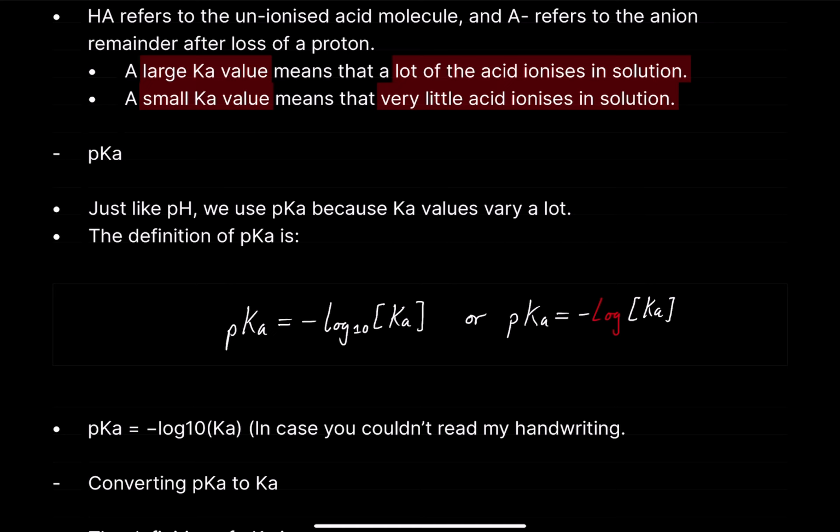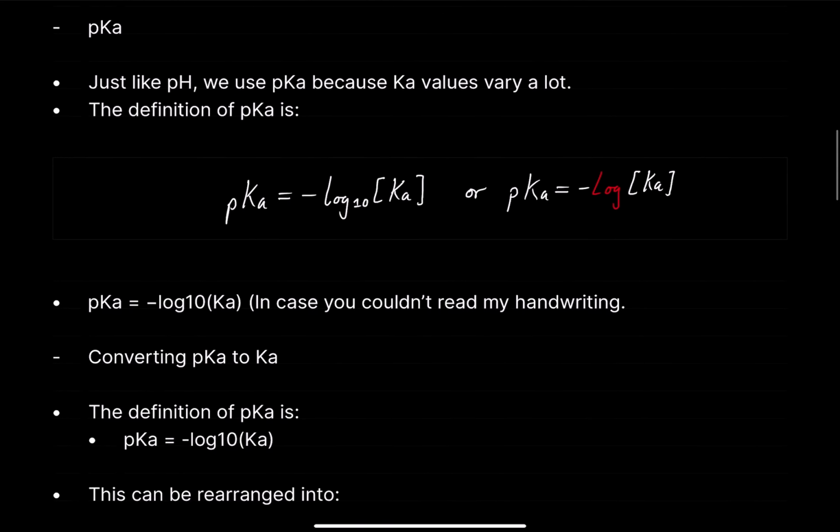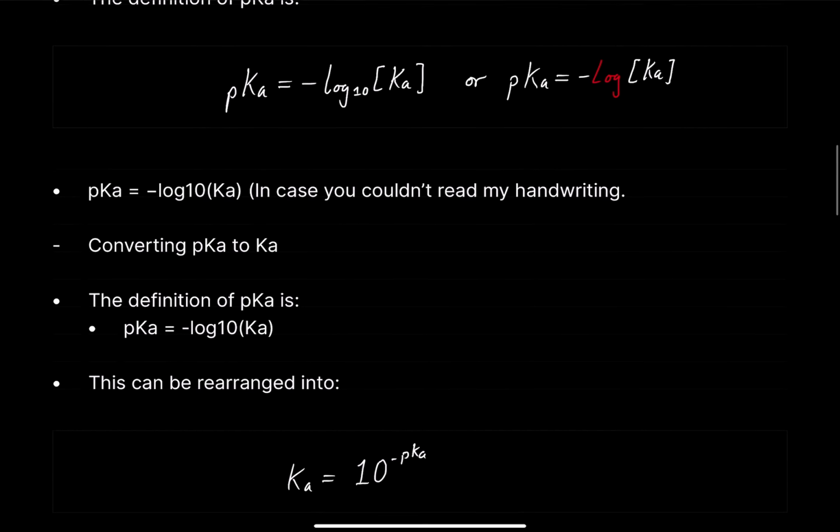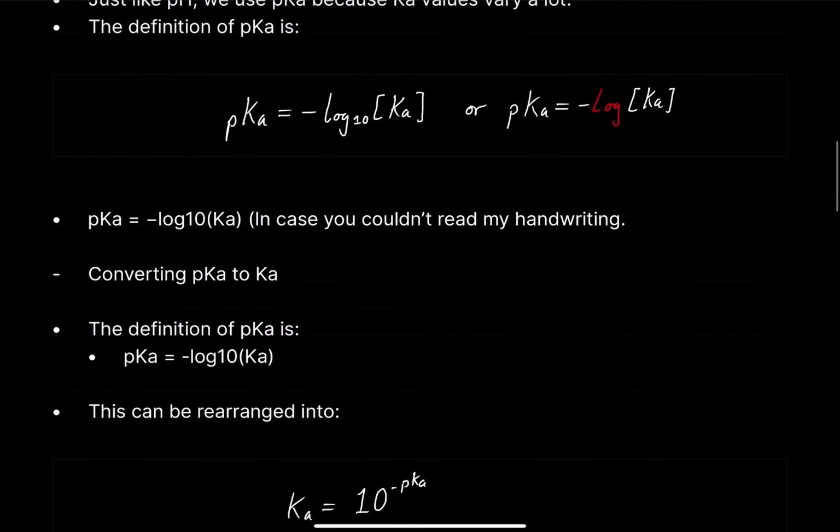So pKa is equal to minus log base 10 of Ka, or you can write it like this as well. They don't penalize either way. So you can write pKa is equal to minus, with a capital L, log Ka. And I've written it there just in case you can't read my handwriting.